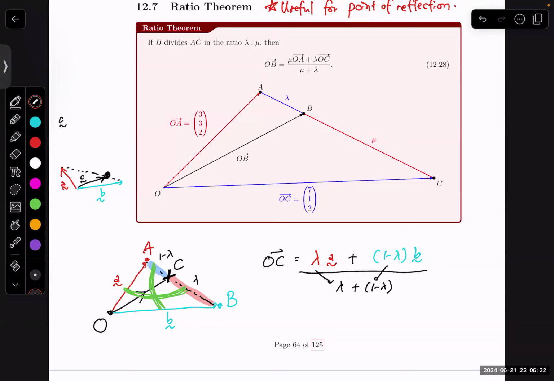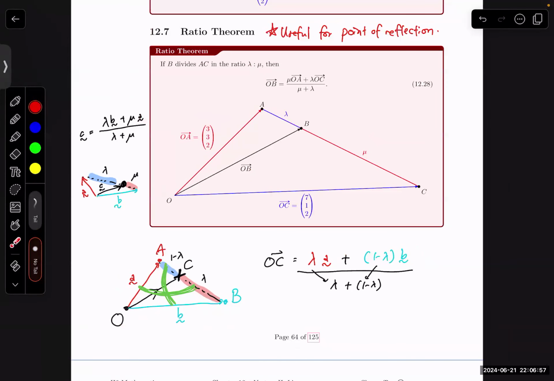This vector C is simply this blue color part times the blue color vector, and then this red color part times the red color vector. Now let's say I use this as lambda, this is mu or something. So then this will be lambda times vector B plus mu times vector A. Add up those two numbers. So this is ratio theorem. Remember the picture. Please don't remember the formula itself.